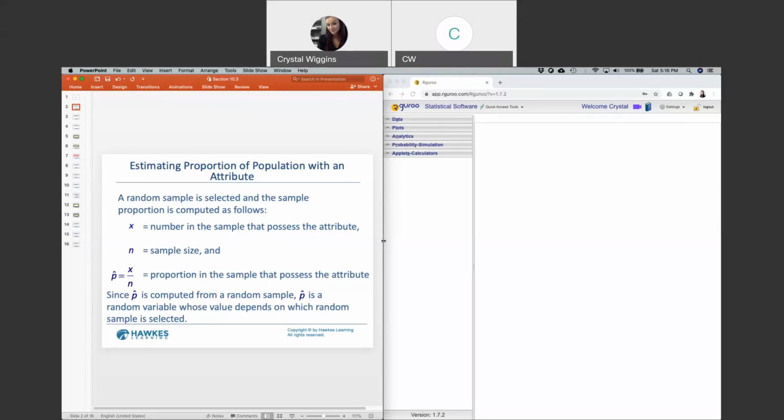Then the sample proportion, which is denoted by p hat, and it looks like it's wearing a party hat, is a simple fraction, the part over the whole: the count of red over the total in the sample that the red was counted from. Since p hat is computed from a random sample, p hat is a random variable whose value depends on which random sample was collected.